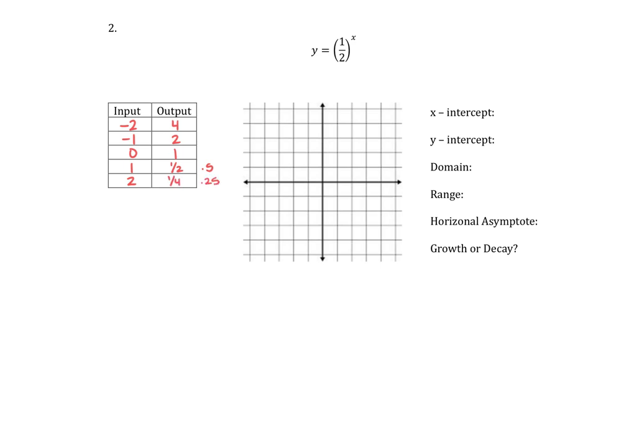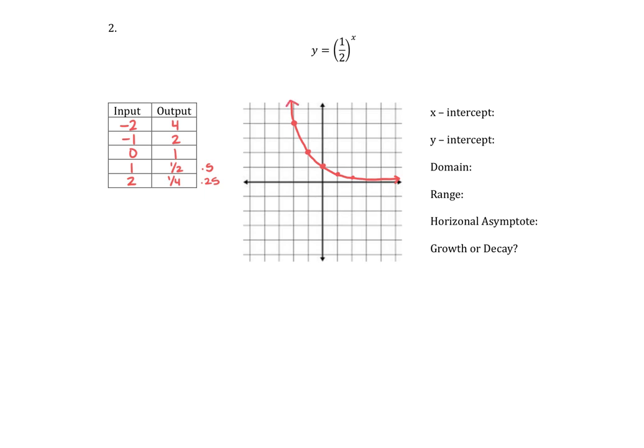Now I'm going to plot those points. So I have -2, 4, -1, 2, 0, 1, 1, 1/2, and 2, 1/4. Again, do the best you can, connecting all of these values. You should see that L shape take place. Add arrows. Now we're going to identify our key features.